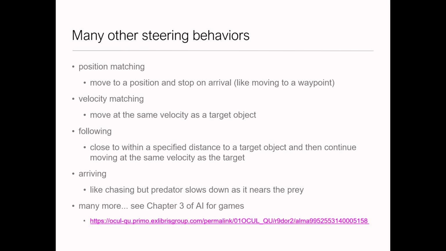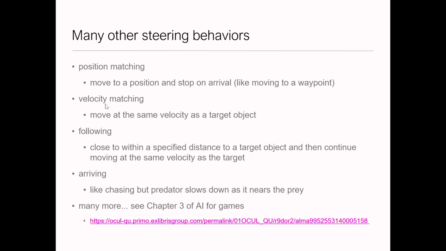So for example, if you have a marching band or some sort of formation, you might want everything to be moving in the same direction at the same speed. It is a chasing problem, but there's no real predator or prey. You just want everything to be moving in the same direction at the same time. So that's called velocity matching.